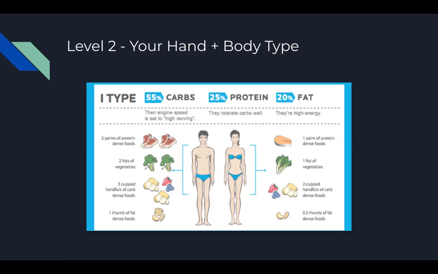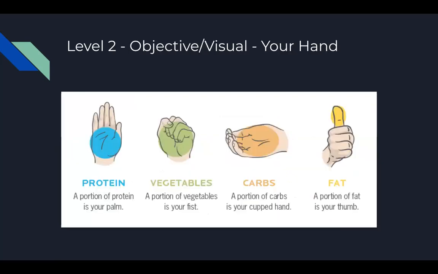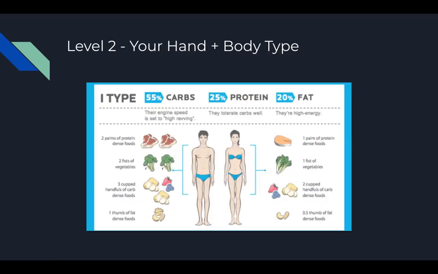So now as we look into the two people at the bottom, we want to have for this person roughly, obviously using again the hands from this one to help determine our portion sizes. So 2 palms of protein dense foods, 2 fists of vegetables, 3 cupped handfuls of carbs, and 1 thumb of fat dense foods. And on the female side, it's 1 palm of protein, 1 fist of vegetables, 2 cupped handfuls of carbs, and a half thumb of fat dense foods.